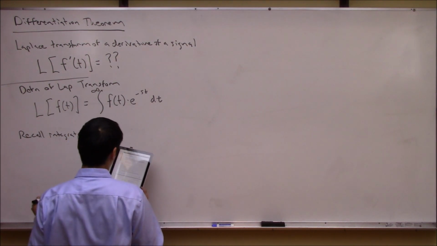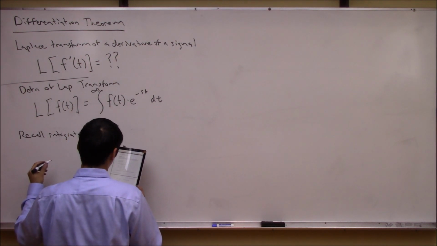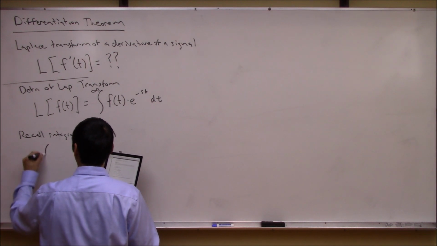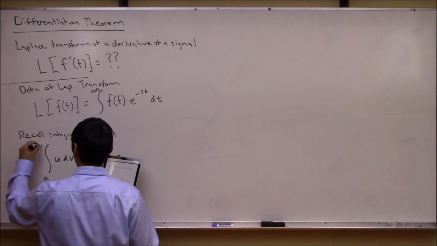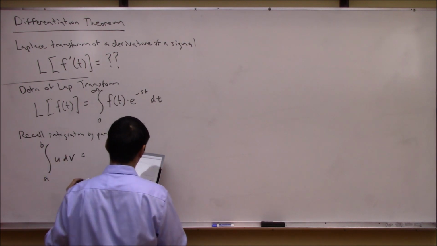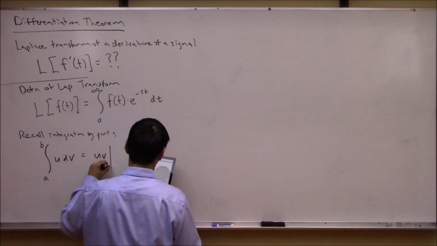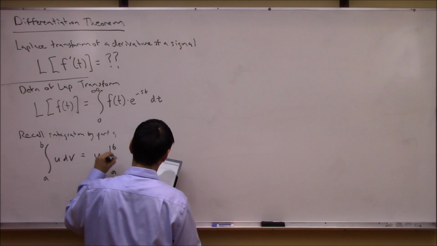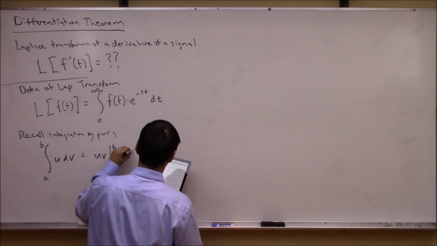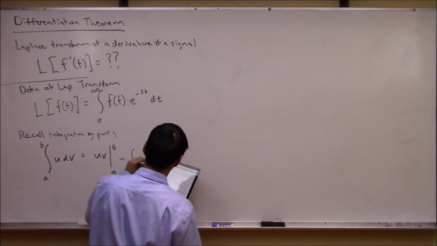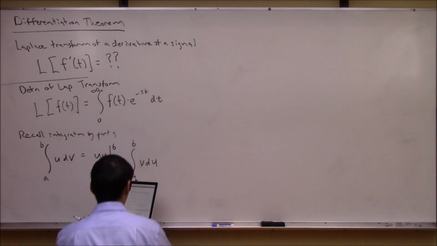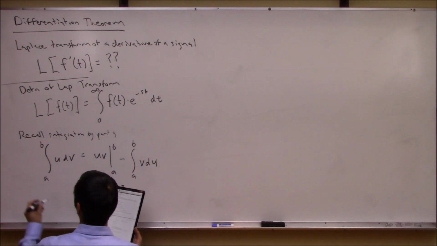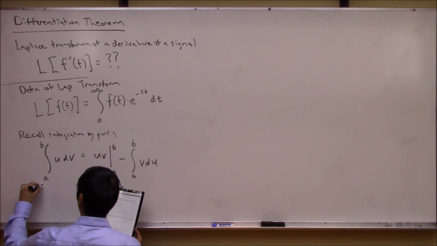We already covered this one other time, but I'm going to write it up here just for completeness. So we said, you've got the integral of u dv from a to b, which is equal to uv evaluated between a and b minus the integral of v du from a to b. Okay, so for this particular case, let's go ahead and make these substitutions.